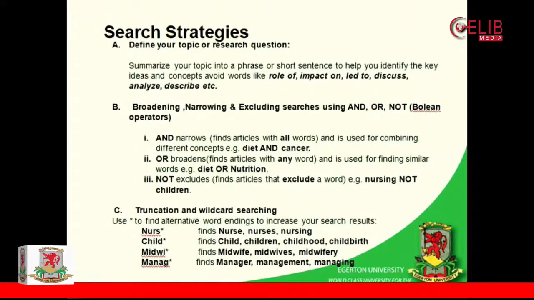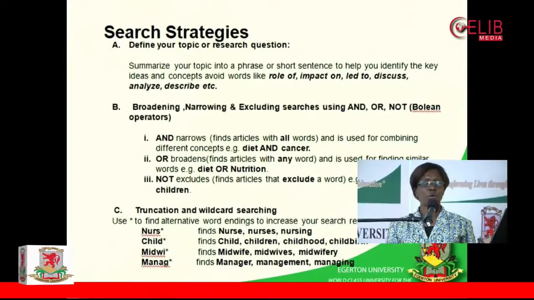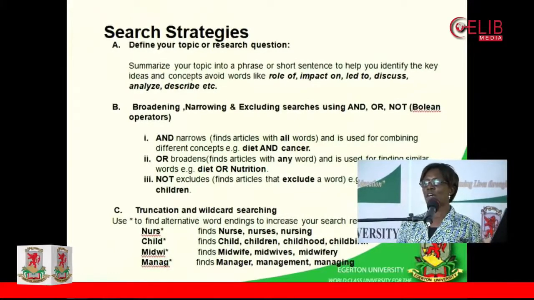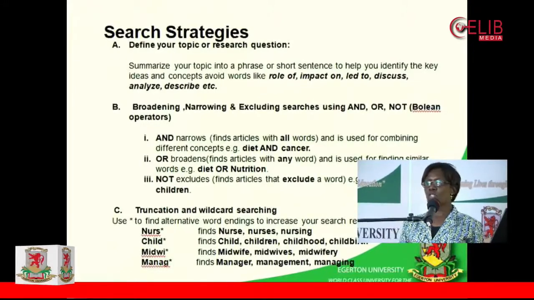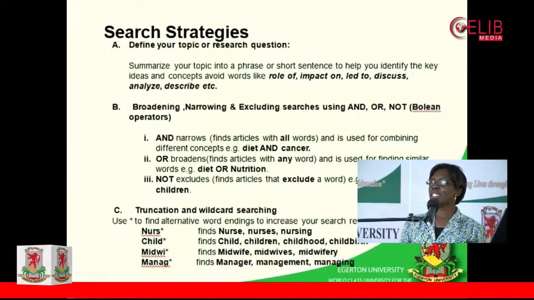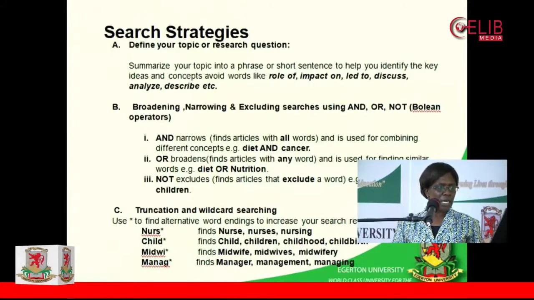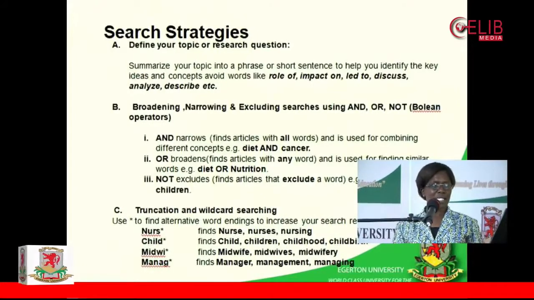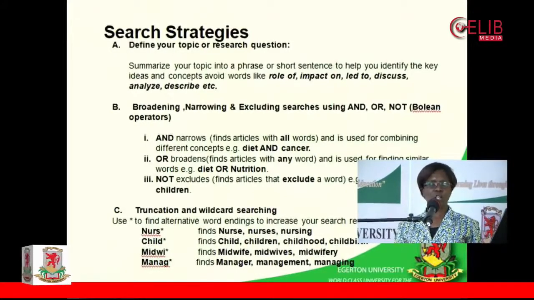As you're looking for information, you can either decide to be broad, or you can narrow it, or you can be specific, depending on the time that you have to do your assignment. When you're looking for information, avoid words like the role of this and that, the impact of this on that, and discuss this and that. Words like role of, impact on, led to, discuss, analyze, avoid those ones, and just go specific to the subject that you're looking for.